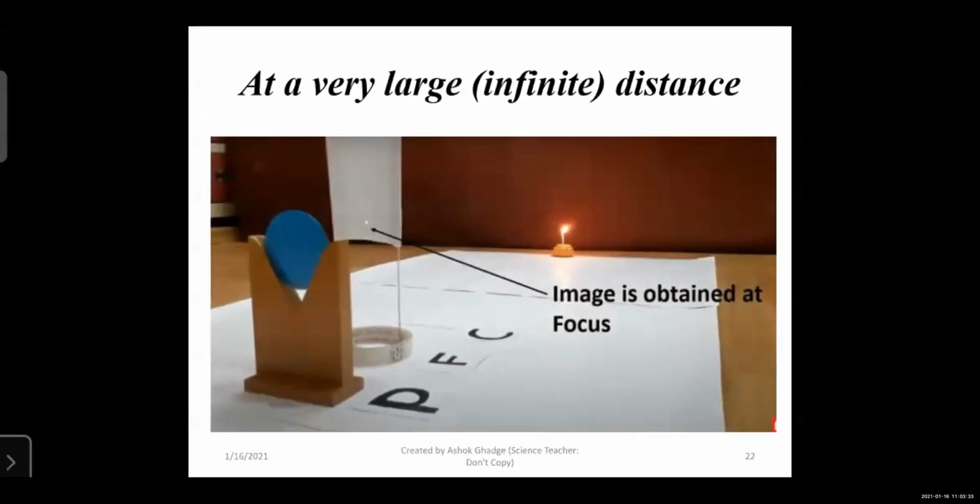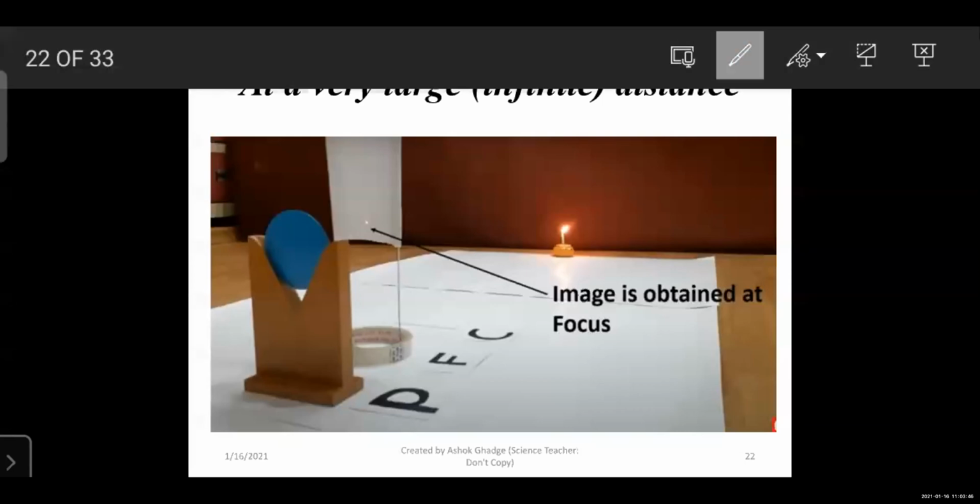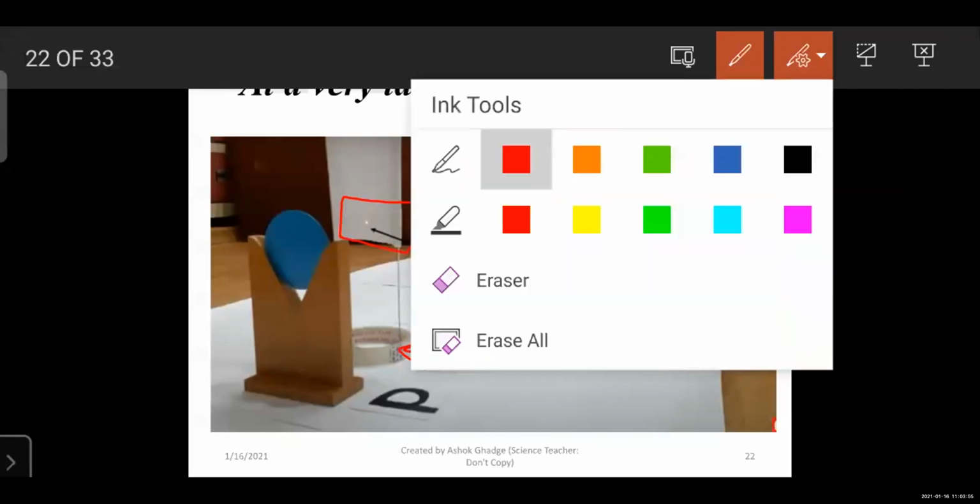Now the first condition is that if the object is at a very large or infinite distance, what will be the image? You can see the image is at the focus. You can see the image is a point image, a diminished image.